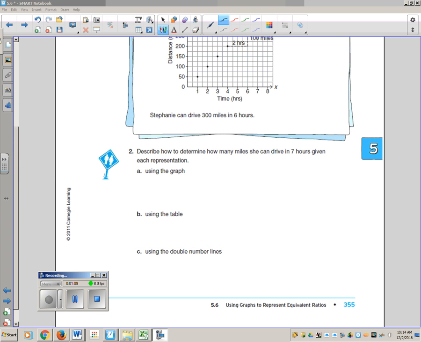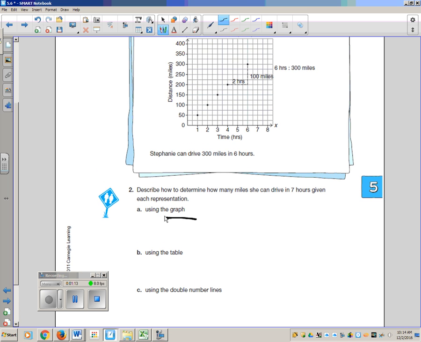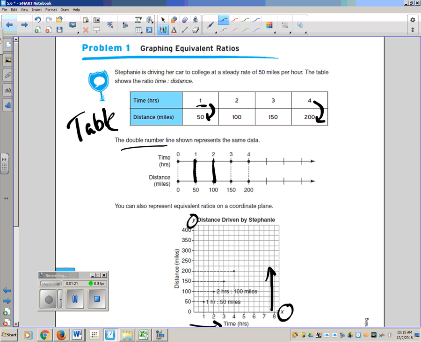On page 355, it asks the questions, how do you use the graph, over and up, 1 hour goes up to 50. How do you use the table? Here's your table, same information, different format. And then the third question is the double number line, times on top, distances on the bottom.